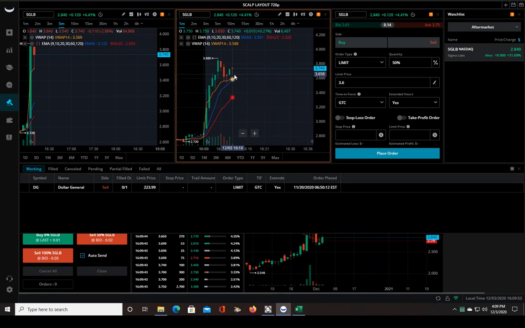I think I would have been stopped out here on my entry if I had gotten in there, because I would have gotten in at 368 if I got a perfect fill. And then this thing went to 375, so that wasn't a very big gain, and then it came right back down below the entry, so I would have been stopped out there. So I didn't really miss out on anything there.